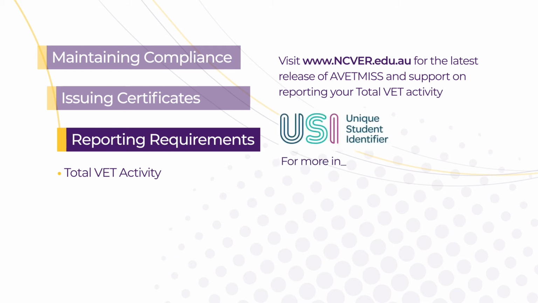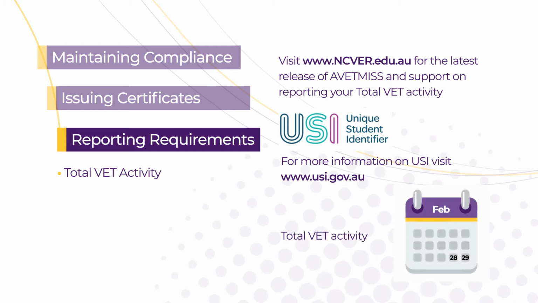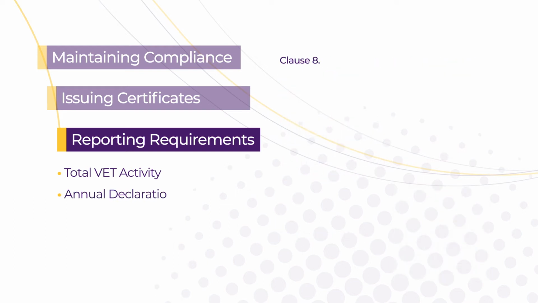The unique student identifier forms part of the RTO's AVETMISS data and must be included in its TVA submission. The TVA reports for the previous calendar year are required to be submitted by the end of February. However, RTOs now have the opportunity to submit their AVETMISS data quarterly if they wish to do so.